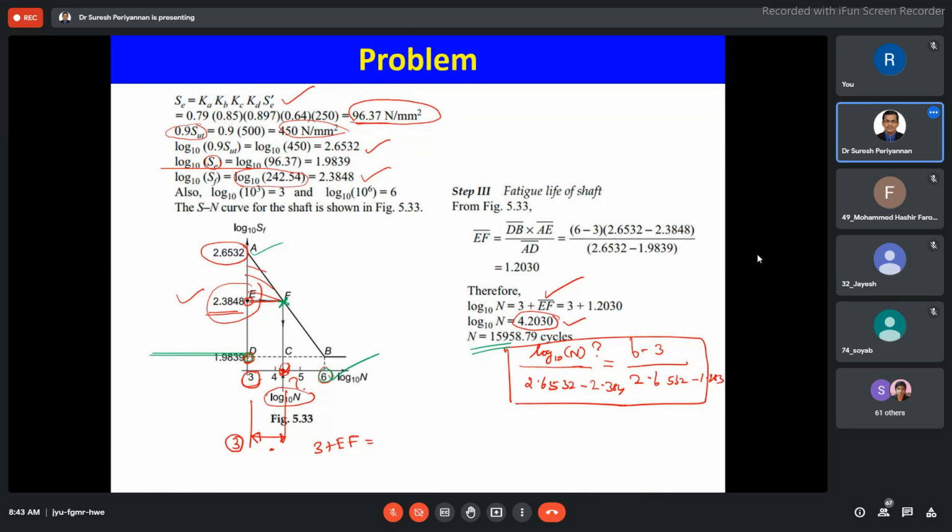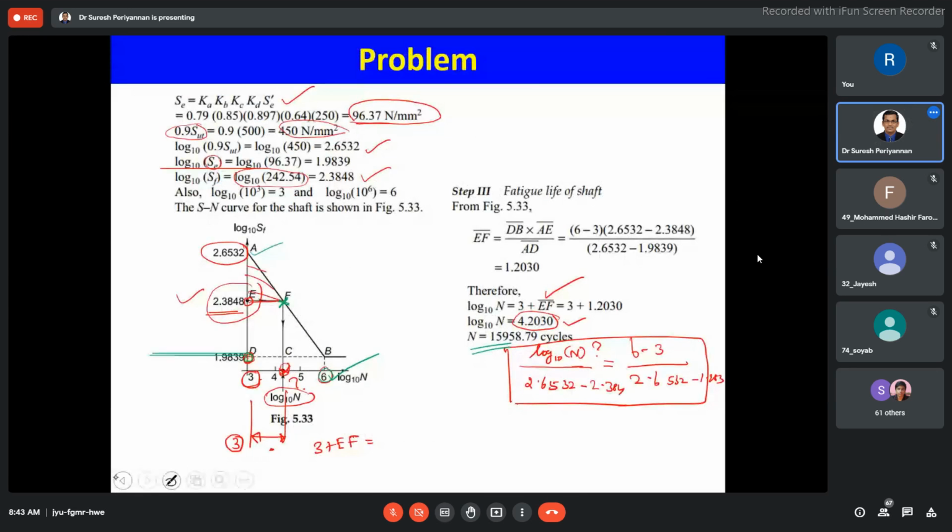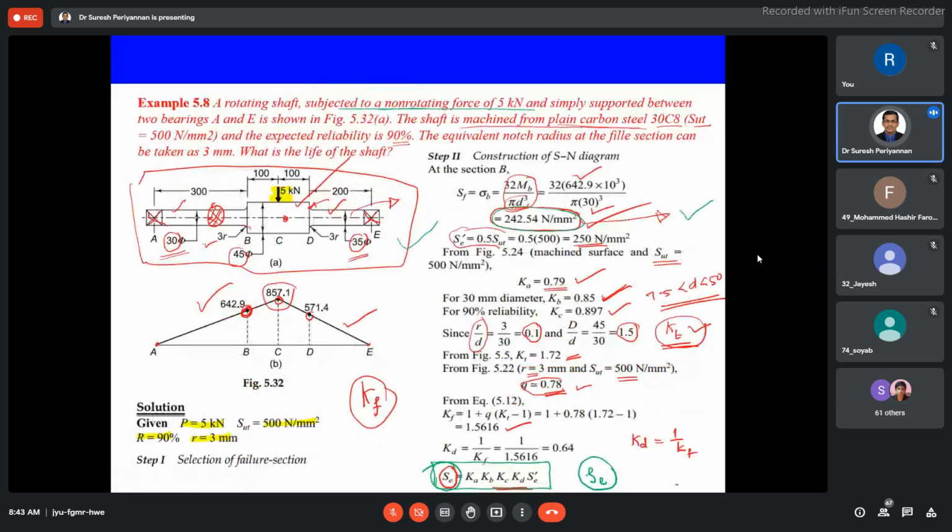Now we would like to find out the life of the component, or the stress amplitude at different cycles. Hence I'm considering this value, because in this practical condition, what is the life of the component? Are you clear now? Yes, sir. Thank you.